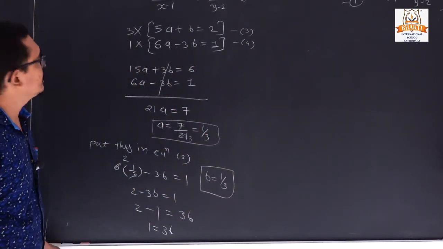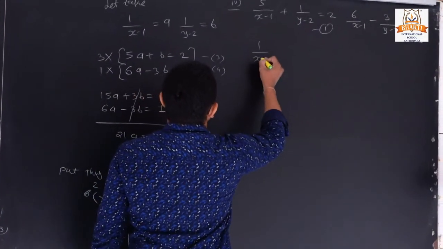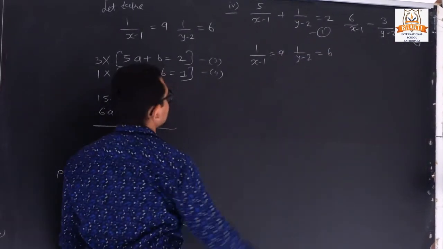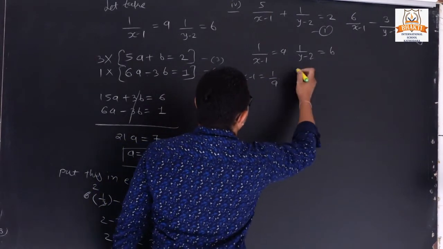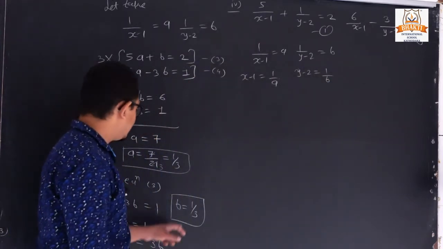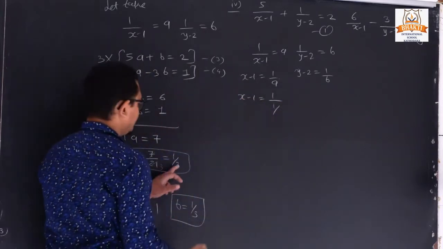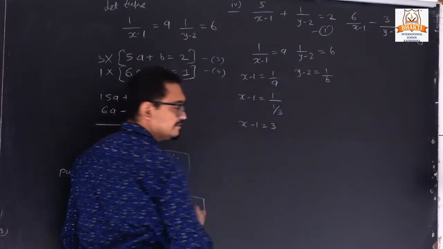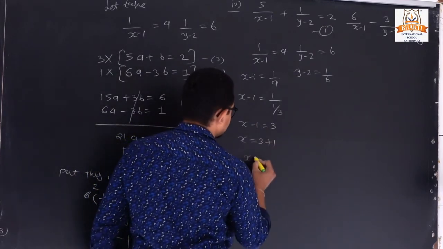Clear? So now see that 1 upon x minus 1 is equal to a and 1 upon y minus 2 is equal to b. So x minus 1 is equal to 1 upon a and y minus 2 is equal to 1 upon b. So what is a? X minus 1 is equal to 1 upon 1 by 3. So this term is going onto the numerator, so it is 3. So this minus 1 is going to the second side, so 3 plus 1, so x is equal to 4.